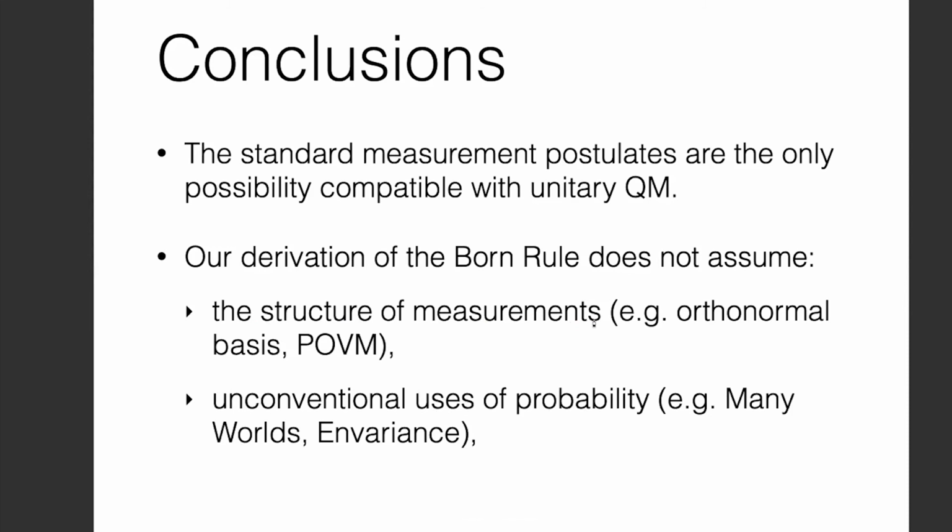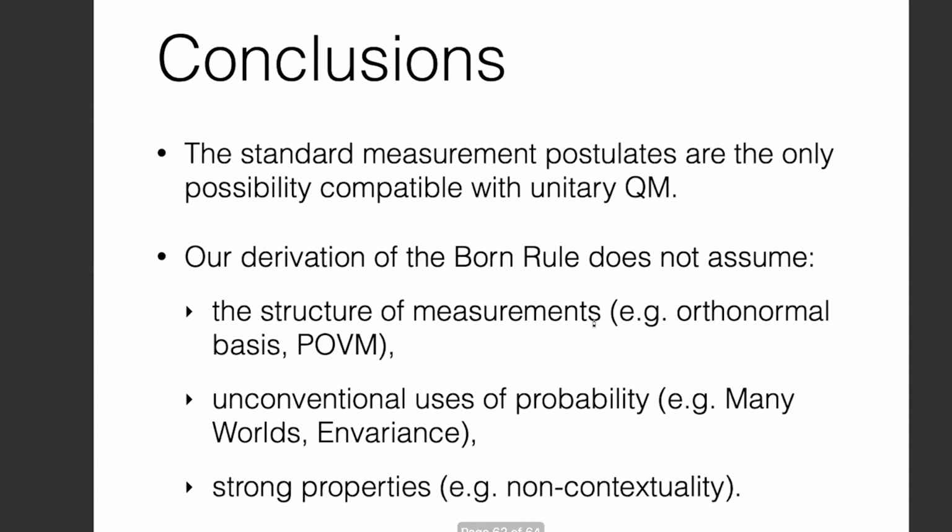Also, some other derivations, like many worlds and Zurek's invariance approach, make unconventional uses of probability, in the sense that they apply probabilities to branches in a deterministic universe. I like these derivations a lot, but they make an unconventional use of probability. And we don't make any other assumptions. For instance, in Gleason's theorem, you assume some sort of non-contextuality, in the sense that the probability of an outcome is independent of which measurement this outcome belongs to. Sorry, if you're familiar with Gleason's theorem, you will understand what I'm talking about.